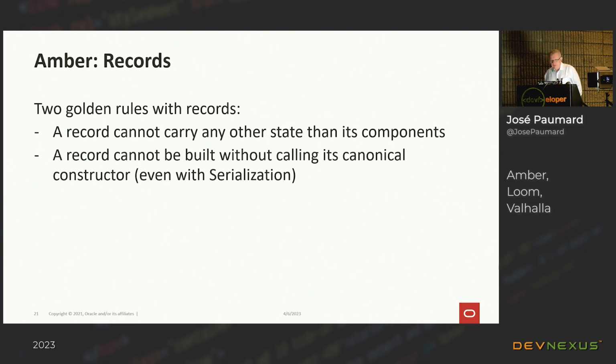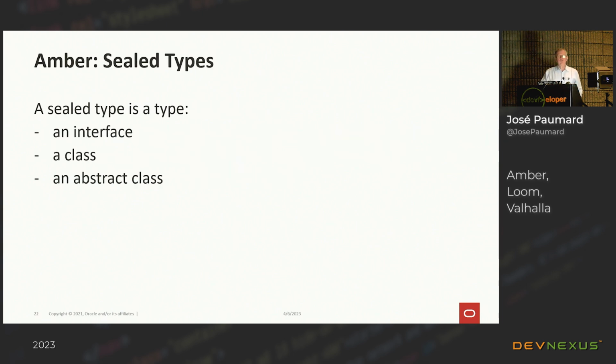Along with records, for pattern matching to work, there is a second notion that has been brought by the Amber project, which is the notion of sealed types. Maybe some of you already heard about sealed types. Yeah, most of you? Great.